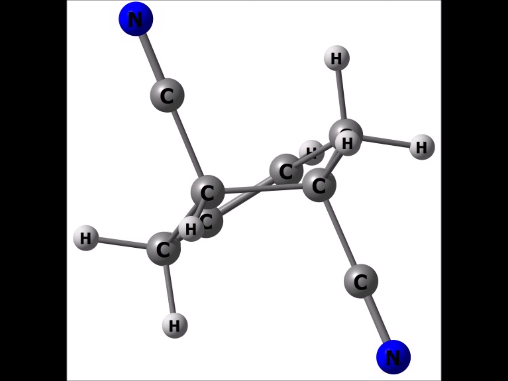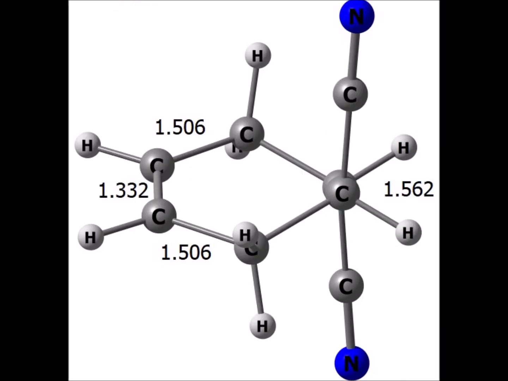The next three diagrams show the computed product, the trans 4,5 dicyanocyclohexene. We can see clearly, particularly in this diagram, that both of the cyano groups are in axial positions. Here we see in a side view the opposite arrangement, both axial, of the cyano groups.